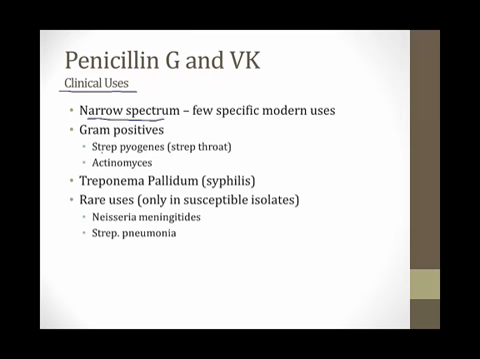One of those is strep pyogenes, which causes strep throat. Another one is actinomyces, which is a gram-positive anaerobe found in the mouth. The natural penicillins are the treatment of choice for syphilis, which is caused by the spirochete treponema pallidum. And then finally, there are some rare uses of the natural penicillins which only occur in susceptible isolates. There are some strains of Neisseria and some of strep pneumonia that are sensitive to the natural penicillins, and these drugs can be used. Now, you would never use a natural penicillin for initial therapy in a patient with meningitis or pneumonia where you don't know the bacteria that's causing the infection and the sensitivity.